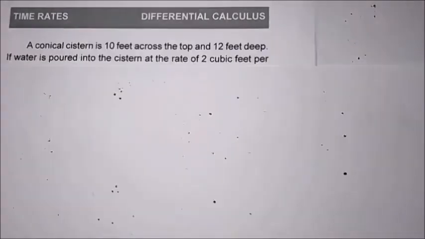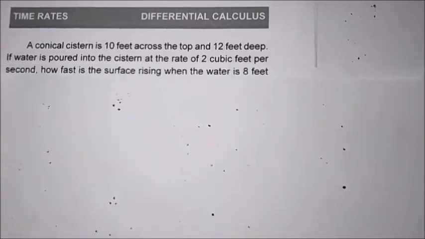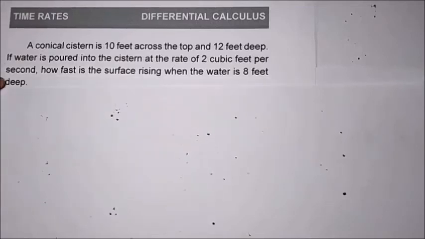Another time rate example. A conical cistern is 10 feet across the top and 12 feet deep. If water is poured into the cistern at the rate of 2 cubic feet per second, how fast is the surface rising when the water is 8 feet deep?